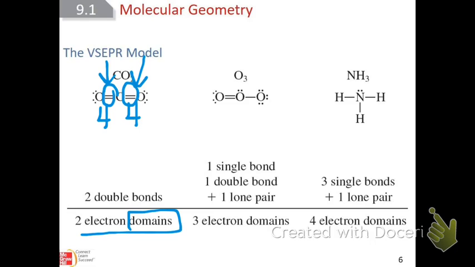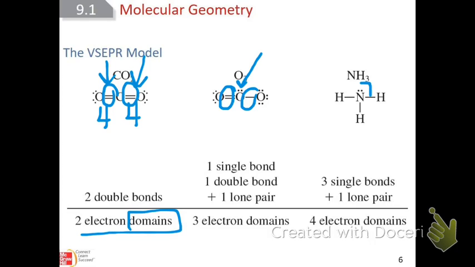Let's talk about ozone. We talked about ozone in Chapter 8. Here you have a domain right here, 1 tied up space here, 1 tied up space here, and then 1 unshared pair up top. Okay, so that's a total of 3 domains around that central oxygen.